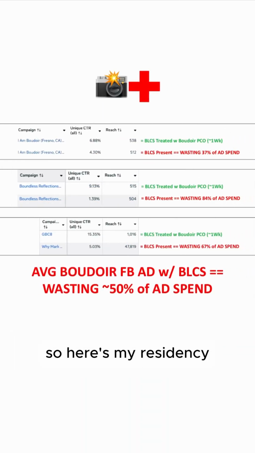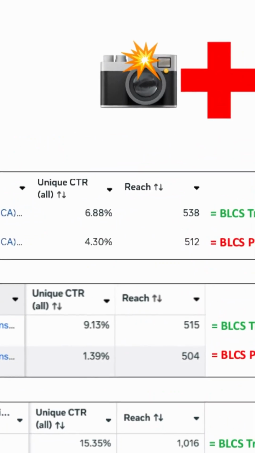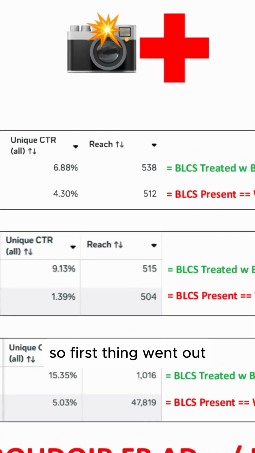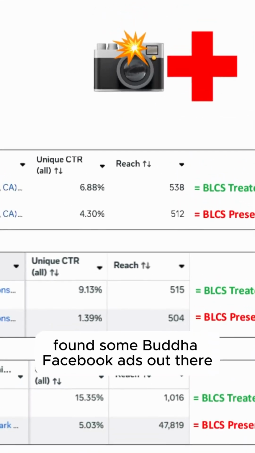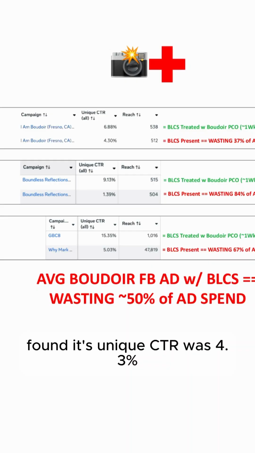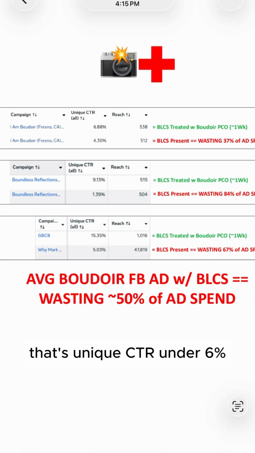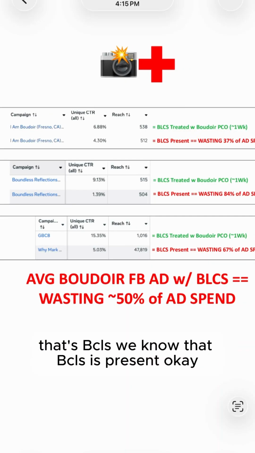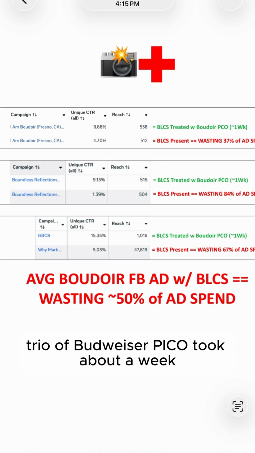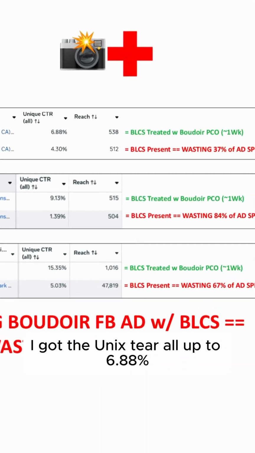So here's my residency on the way to doing Boudoir Facebook Ad Doctor. First thing, I went out, found some boudoir Facebook ads out there, pulled the first one into my hospital, tested it, and found its unique CTR was 4.3%. That's unique CTR under 6%, that's BLCS. So we know that BLCS is present. So I duplicated it, treated it with boudoir Pico, and it took about a week. I got the unique CTR up to 6.88%.